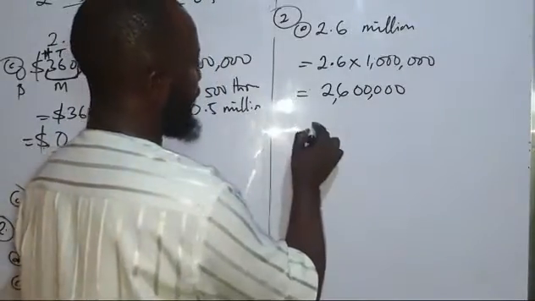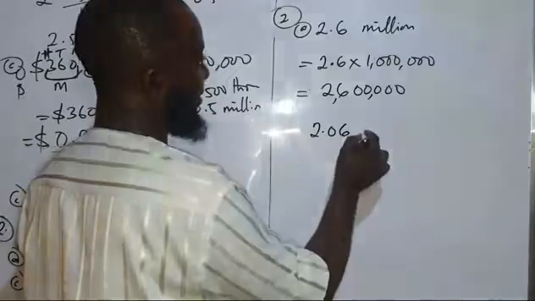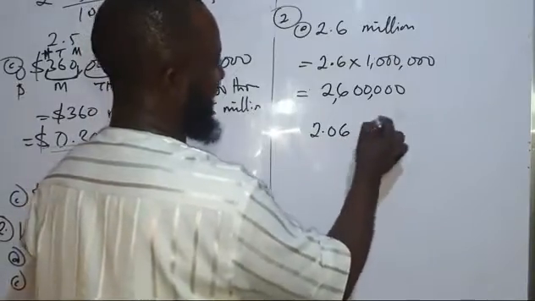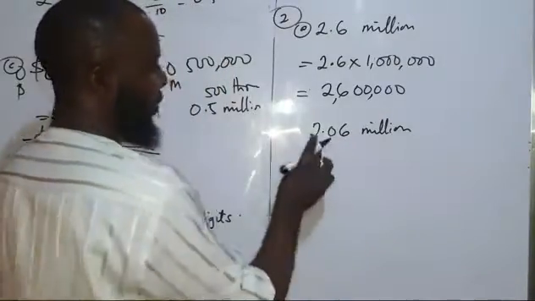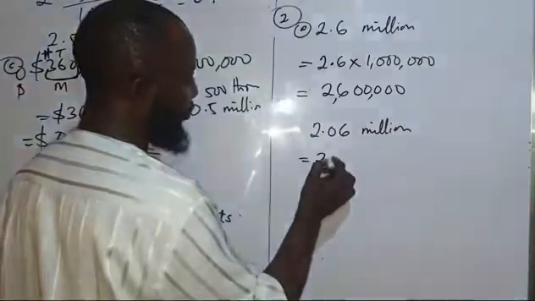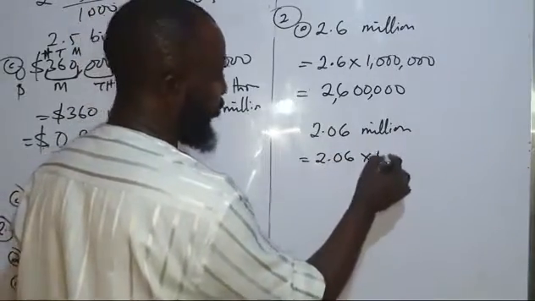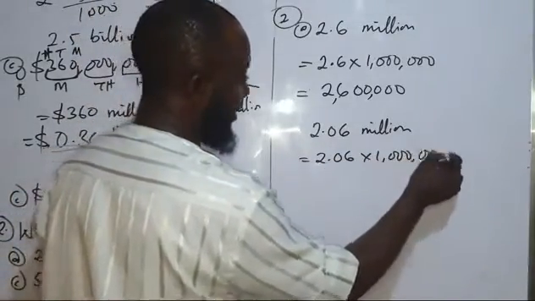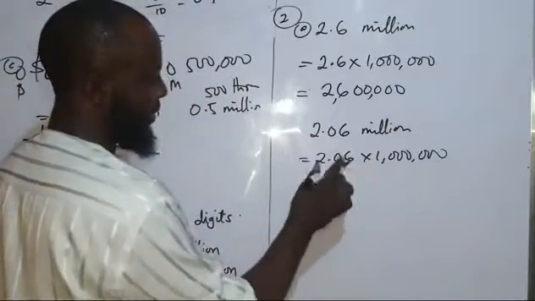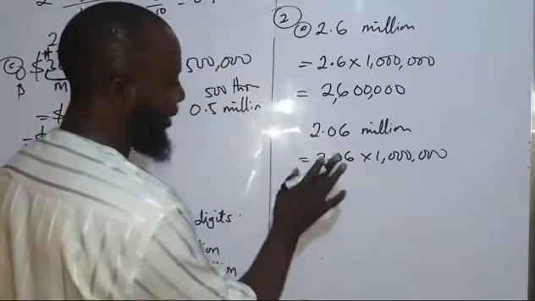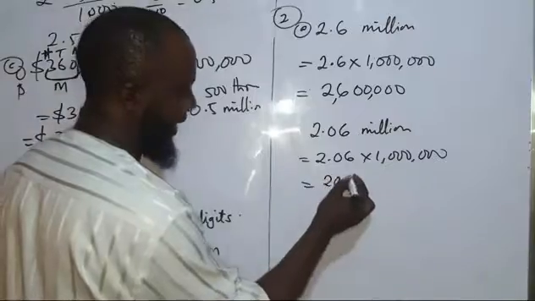So if what you have there is 2.06 million, you have to be very careful. The same thing will be done. 2.06 times what? 1 million. Right? Good. Now, what that means is this. I'm going to ignore the decimal point and write 206.